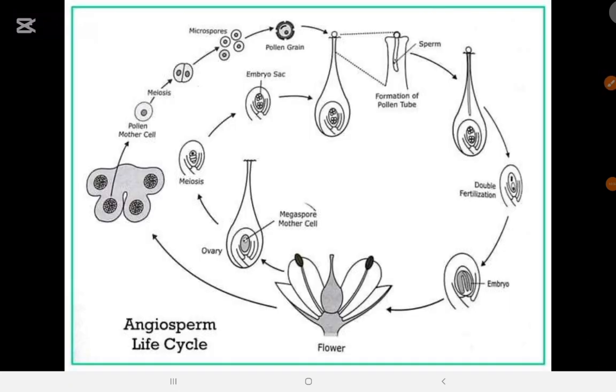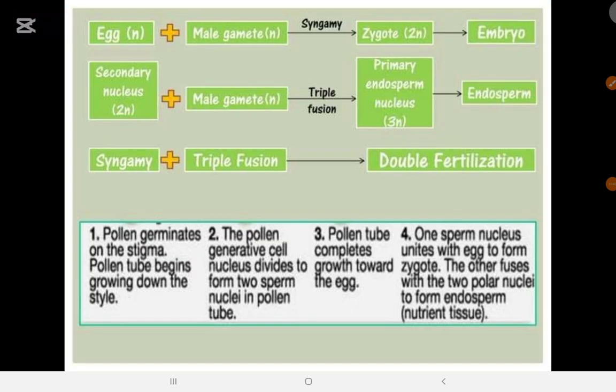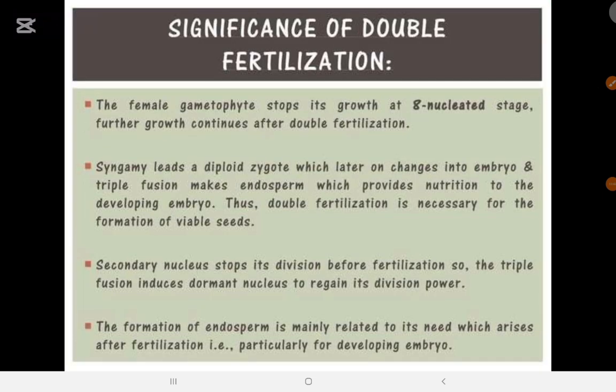So this is the life cycle of an angiosperm displayed here. I've covered basically what we should cover here. Now, what is the significance of double fertilization? The female gametophyte stops its growth at the 8-nucleate stage, and further growth continues after double fertilization. So the ovary, the style, and stigma stop their growth at this stage, and after double fertilization takes place, they now begin to grow again.